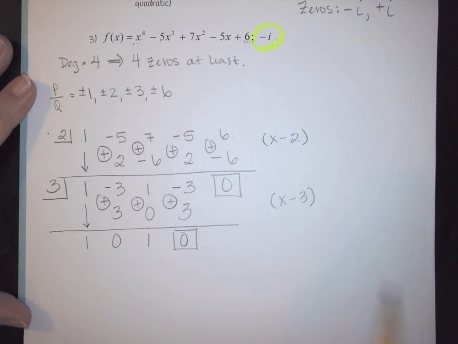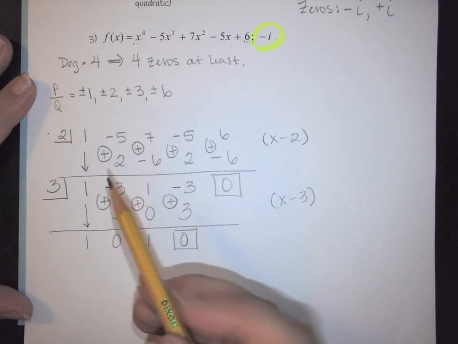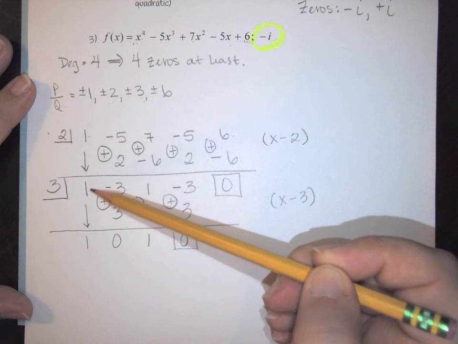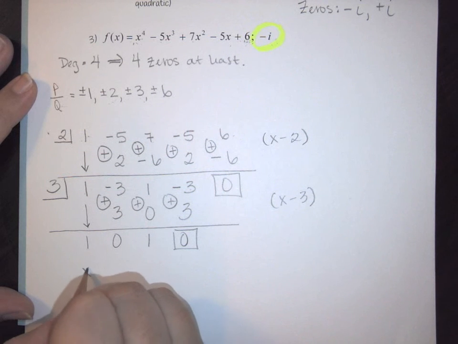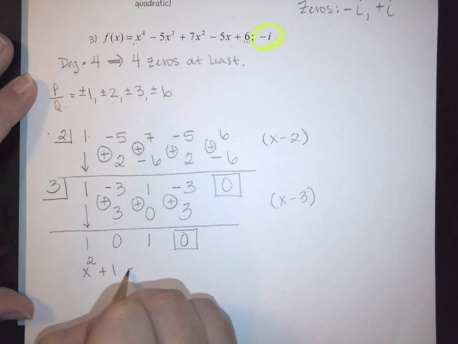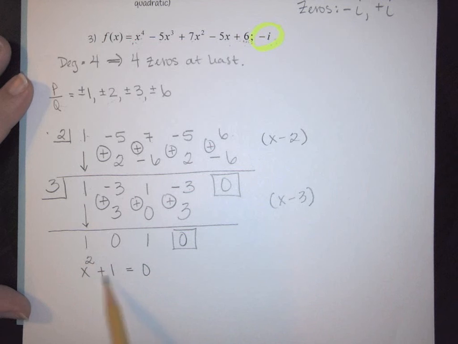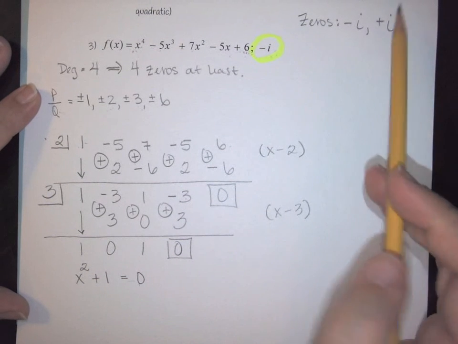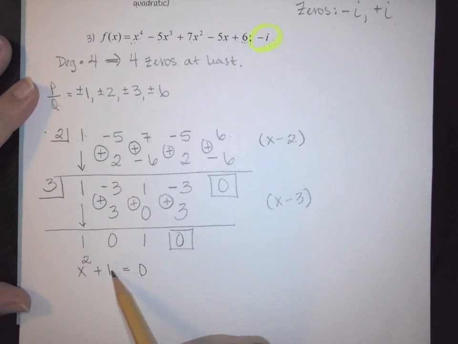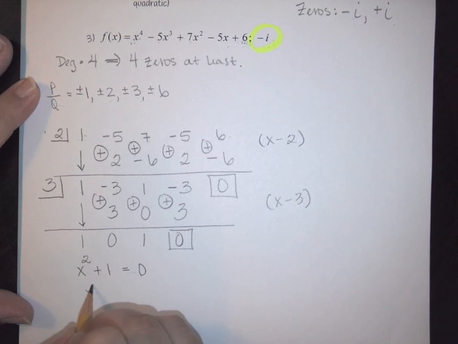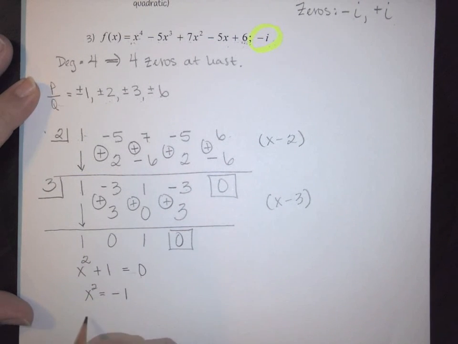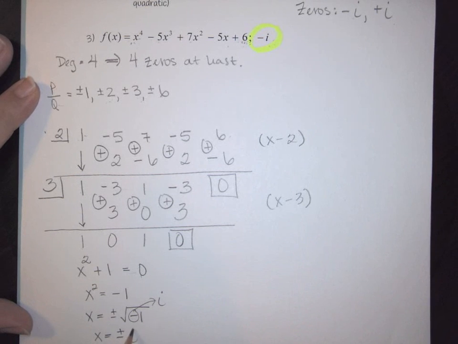Now, what does this leave me with? This leaves me with, this was x to the fourth, x cubed, this is x squared. So this is going to be x squared plus 1 equals 0. And so if you look at this, if we were to solve this quadratic, I hope you see now where we get negative i and i. So in this case, if we solve the quadratic, you would end up with x squared equals negative 1. Take the square root, x equals plus or minus the square root of negative 1. The negative pulls out as your i term. The square root of 1 is 1, so x is plus or minus i.